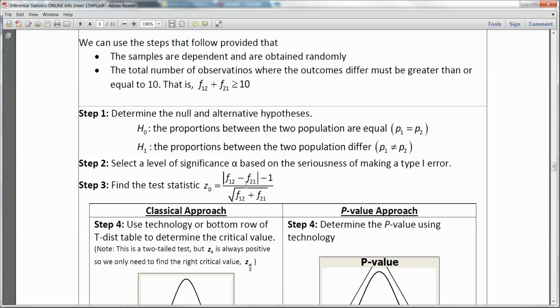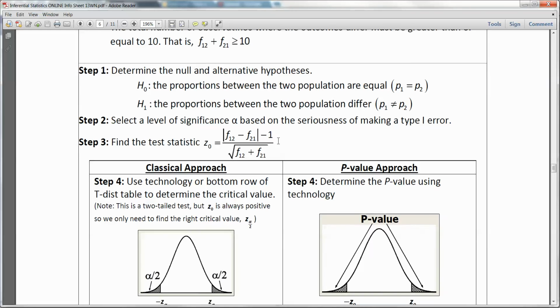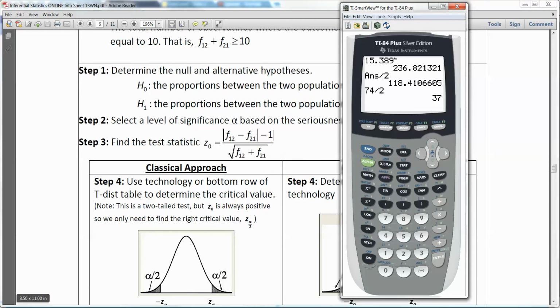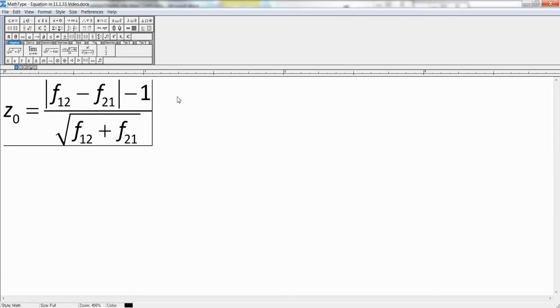So we need the absolute value of f12 minus f21 minus 1 over the square root of blah, blah, blah. Now, this is not done in StatCrunch or Excel. They don't do this test. So we're just going to use a calculator to kind of help ourselves out here. So we need to take the absolute value of f12 minus f21. And let me bring up a sheet of paper here. There it is. Okay, so there's the formula.